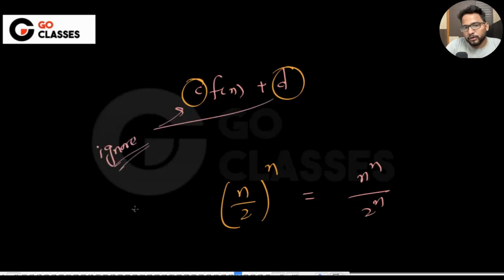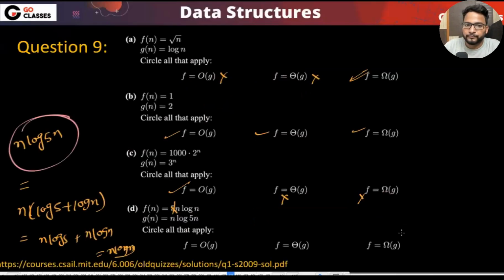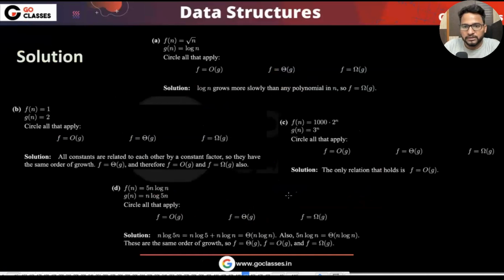If someone asks you which one is greater, n power n or (n/2) power n, then obviously n power n is greater, because the other is in fact lesser by a factor of 2 power n. So you can't just ignore this 2 and say both are the same. No, it's not like that. Okay. Cool. So I think this is n log n, this is n log n. Theta is possible, so all of them are possible, right? It was an easy question, so let's move further.